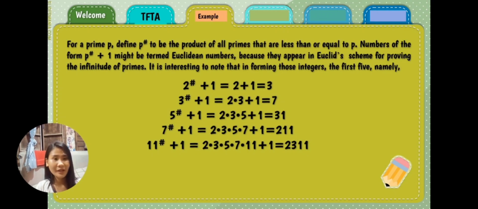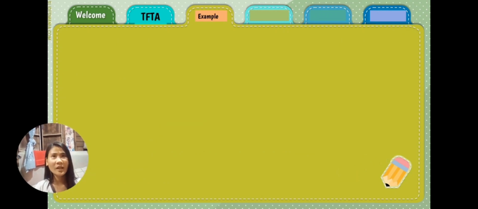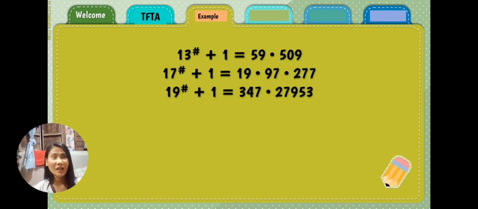And for the fifth number, forming those integers, we have 11 raised to a number plus 1 is equals to 2 times 3 times 5 times 7 times 11 plus 1, which is equals to 2,311. So those are all prime numbers. However, there are also existing numbers which we concluded as not prime numbers.